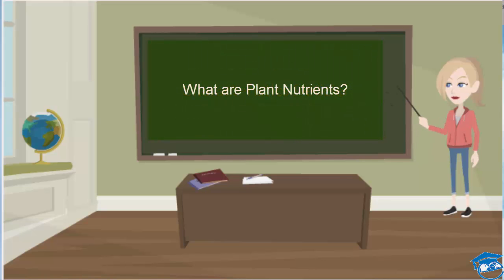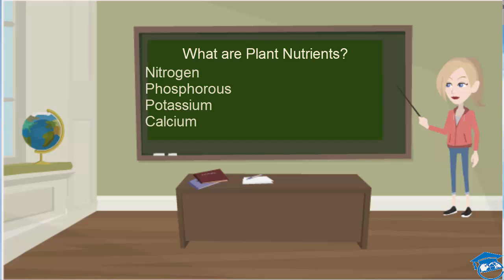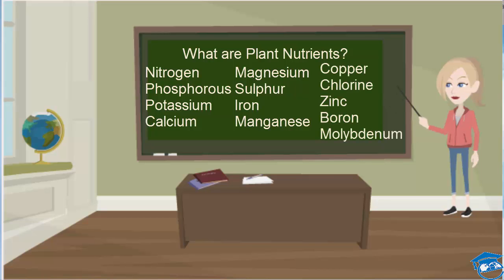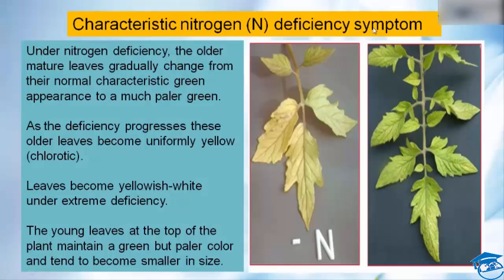What are plant nutrients? Such as nitrogen, phosphorus, potassium, calcium, magnesium, sulfur, iron, manganese, copper, chlorine, zinc, boron and molybdenum. Okay, so first we will study the nitrogen deficiency symptom.